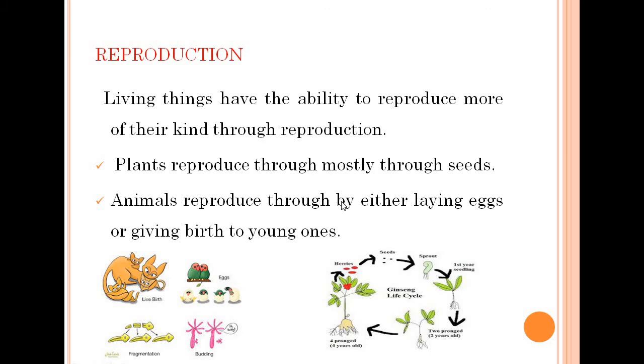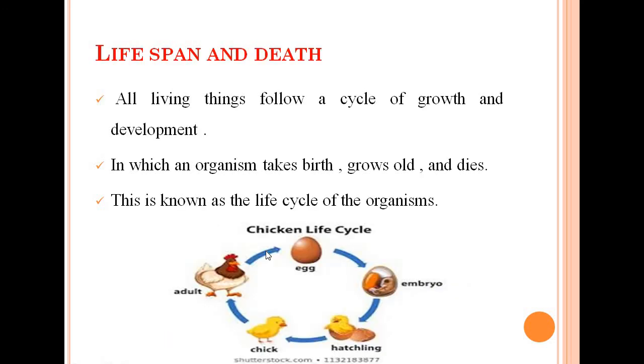Animals reproduce by either laying eggs or giving birth to young ones. On the basis of those, animals are called oviparous as well as viviparous animals. Oviparous animals are those that reproduce by laying eggs, and viviparous animals are those that reproduce by giving birth to young ones. Clear? Okay. So now we are moving to the next slide.